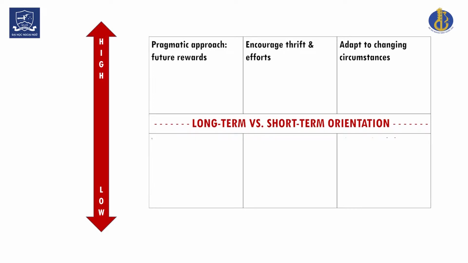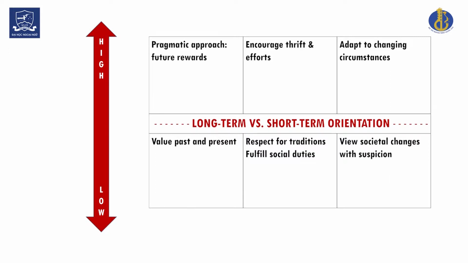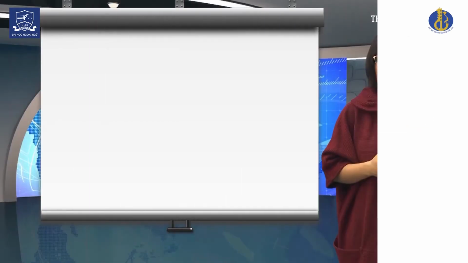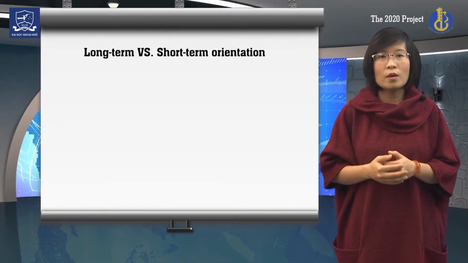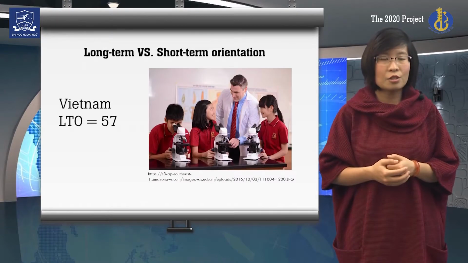Cultures demonstrating a short-term orientation will be more concerned with the past and present and will focus their efforts and beliefs on matters related to the short term. Members in short-term orientation cultures are expected to respect traditions and fulfill their social duties. Meanwhile, they tend to view societal changes with suspicion, which means they have a strong tendency to analyze new information to check whether it is true. The Chinese and Vietnamese, for example, typically have a long-term orientation.